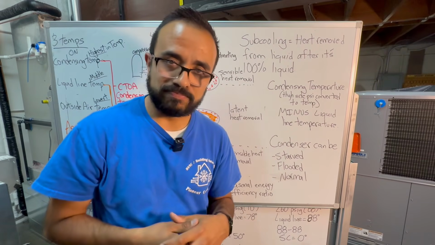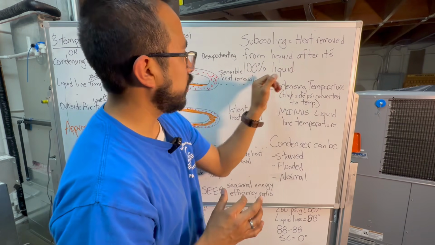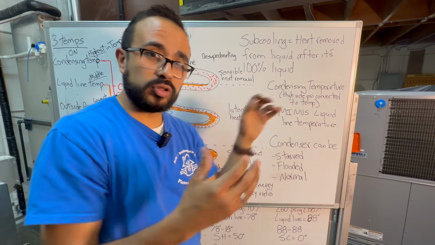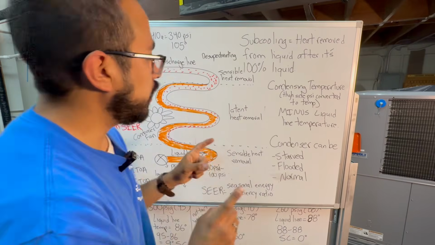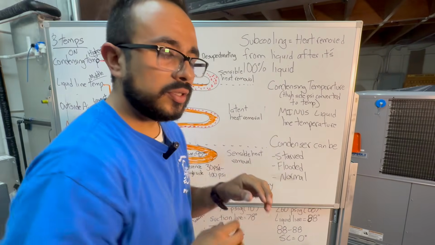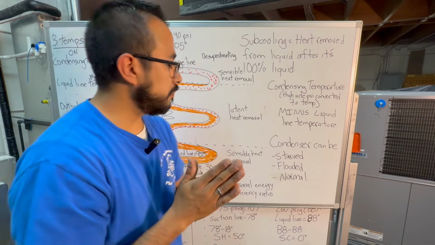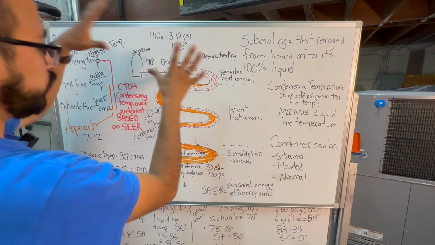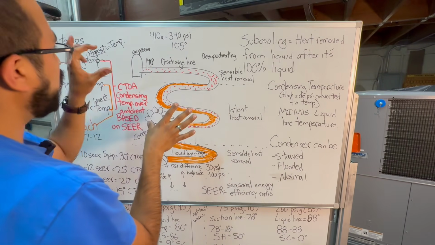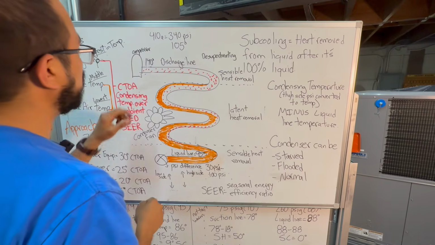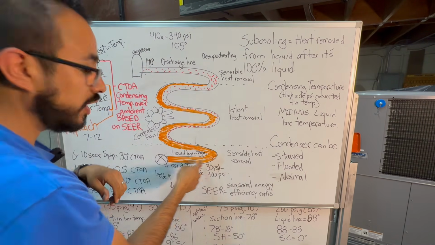So what is subcooling? Simply put, subcooling is heat removed from liquid after it's 100% liquid. So it is important to understand how the refrigeration cycle works. I'm briefly going to go over it, but it is important to understand. If not, subcooling won't make sense. So you have the refrigeration cycle. I only drew the high side of the system. So I have the compressor, not the best looking compressor, but it will work. I have the discharge line, the condenser coil, and then the liquid line.